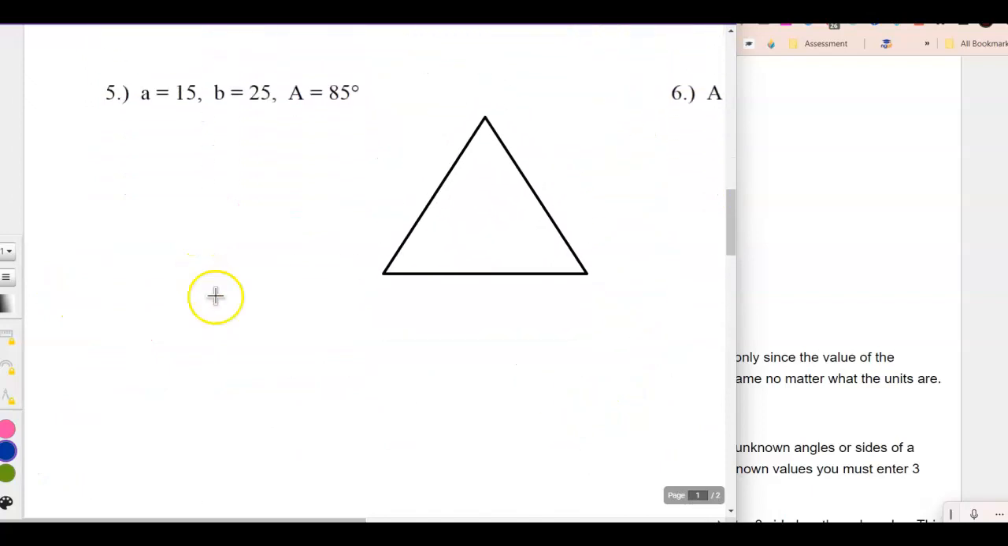Down to 5. So we have given values of 85. Let's make this A, and this is 85 degrees. And we have side A as well, which is 15. Just those two. And side B, I'll make this right here, 25. That makes that B and that C.